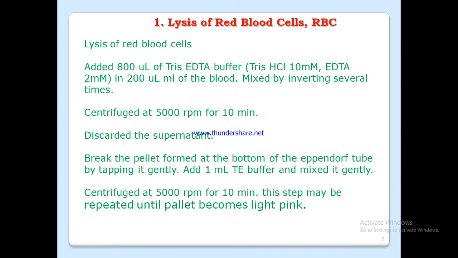Lysis of red blood cells (RBC): add 800 ul of Tris-EDTA buffer, Tris-HCl 10 mM, EDTA 2 mM, to 200 ul of the blood. Mix by inverting several times. Centrifuge at 5,000 revolutions per minute for 10 minutes. Discard the supernatant. Break the pellet formed at the bottom of the Eppendorf tube by tapping it gently. Add 1 ml TE buffer and mix it gently. Centrifuge at 5,000 revolutions per minute for 10 minutes. This step may be repeated until the pellet becomes light pink.